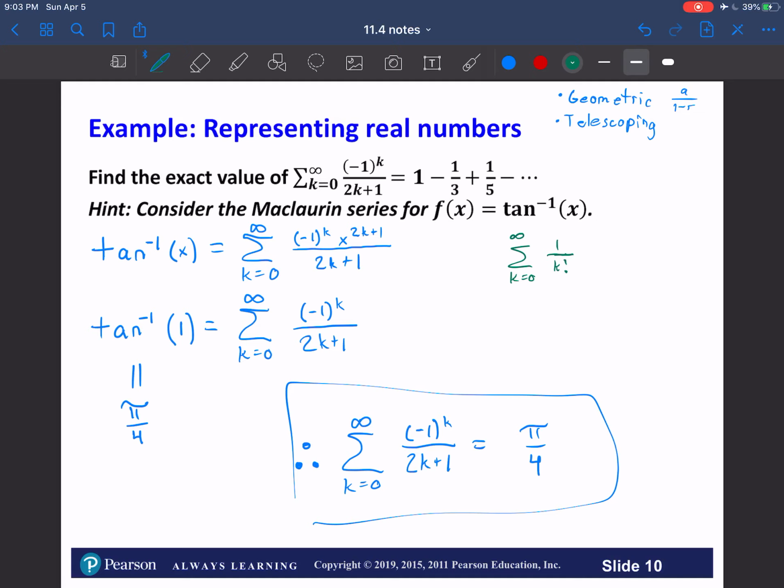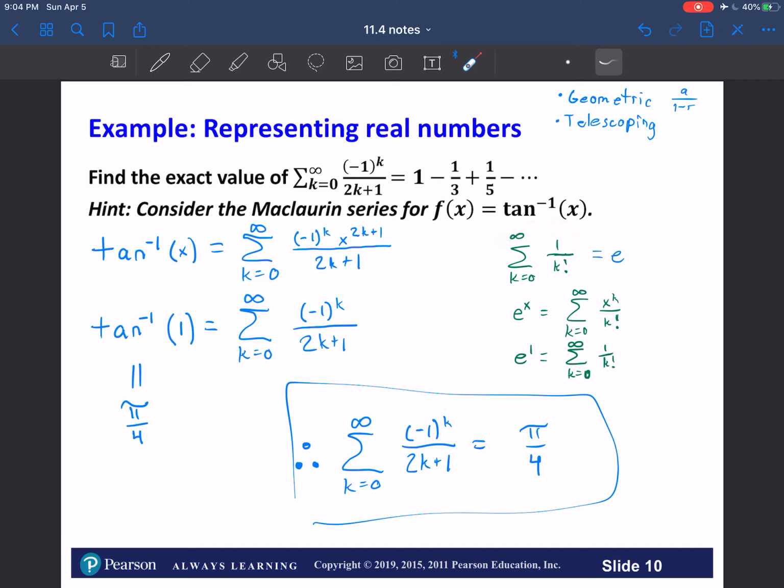The idea is that you would end up having to use the series for e to the x, because e to the x is equal to the sum from k equals 0 to infinity of x to the k over k factorial. And so this thing would just be e. So, yeah, the key trick is just figuring out what this looks like.